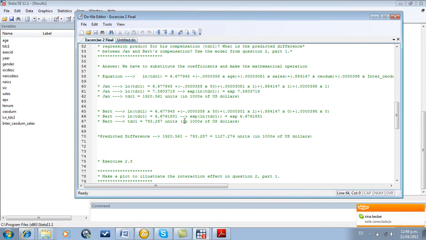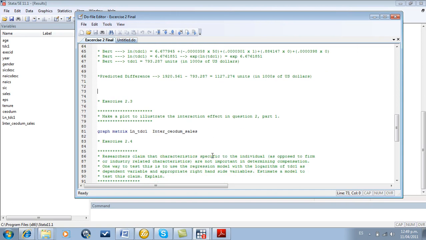Cool. Bert, we have to do the same, 1 million, but he's not a CEO, so these dummies are 0. So we get this number at the end of the operation, and to get the difference, we just have to subtract: 1920.561 minus 793.287. It's equal to this. So this is the predicted difference, 1,127.274 units in thousands of US dollars.